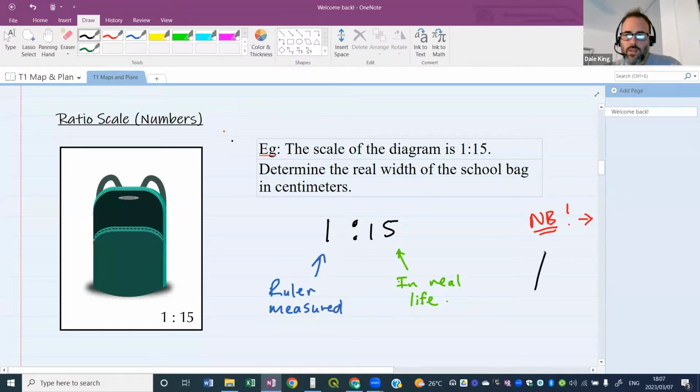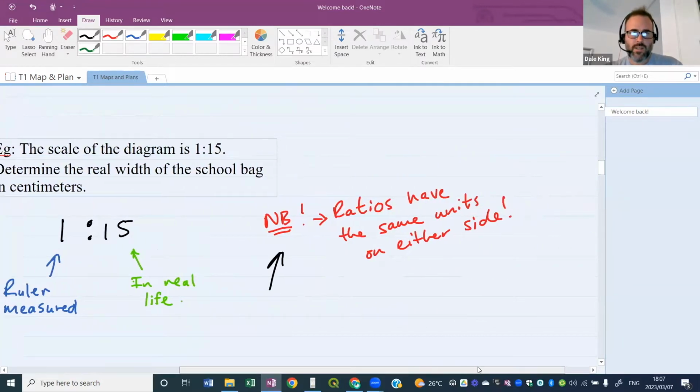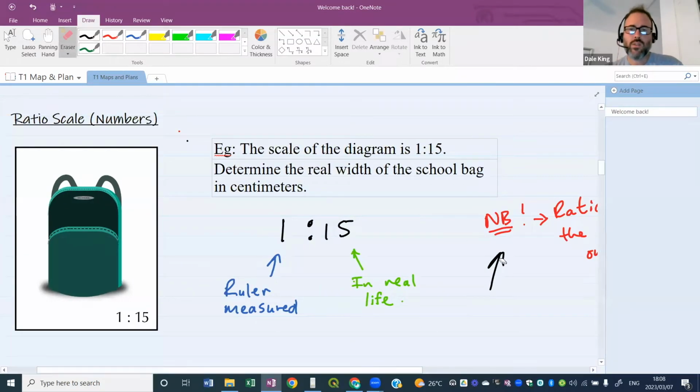Now, let's have a look what it says over here. There's something that says NB, which means important. So let's go across and see what it says. It says, you need to remember that ratios, especially when talking about scale, ratios have the same units on either side. Okay, that's very important to remember. So ratios have the same units on either side. Now, I know you're thinking, Dale, where are the units in your ratio?